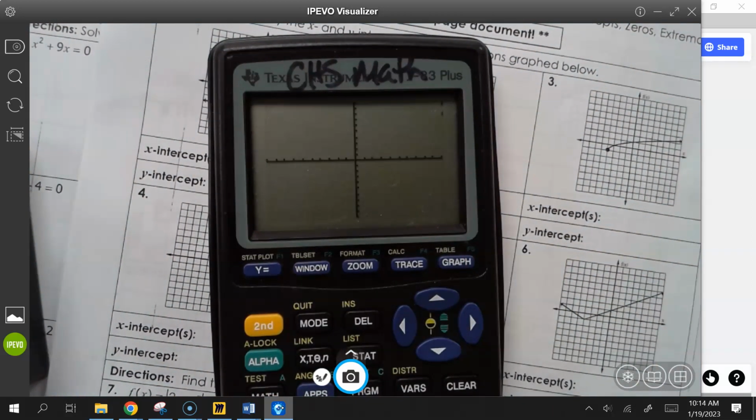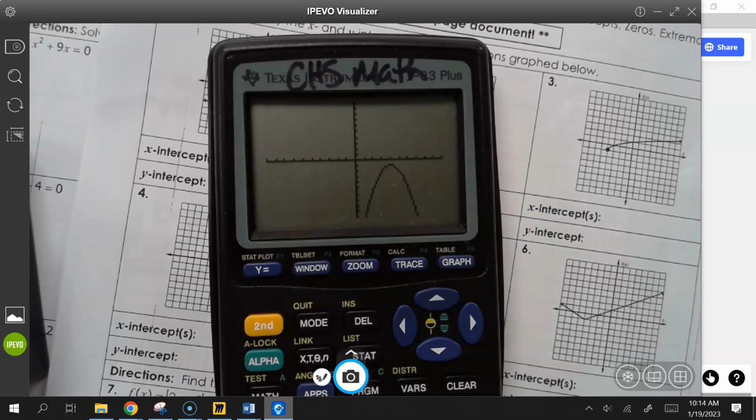Graph it again, or zoom 6 so you get that standard window. What do you notice? There's none, right? There's no x-intercepts. It's never on the x-axis. So I say there's no solutions here. So this would be a no solution.